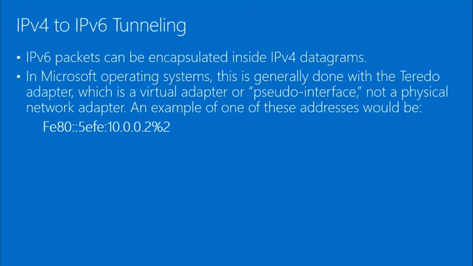It happens. It's been a day. Not a physical network adapter, and then it gives an example, FE80::, which I think we just saw somewhere, didn't we, Christopher? We did indeed. That's a link local address right there.